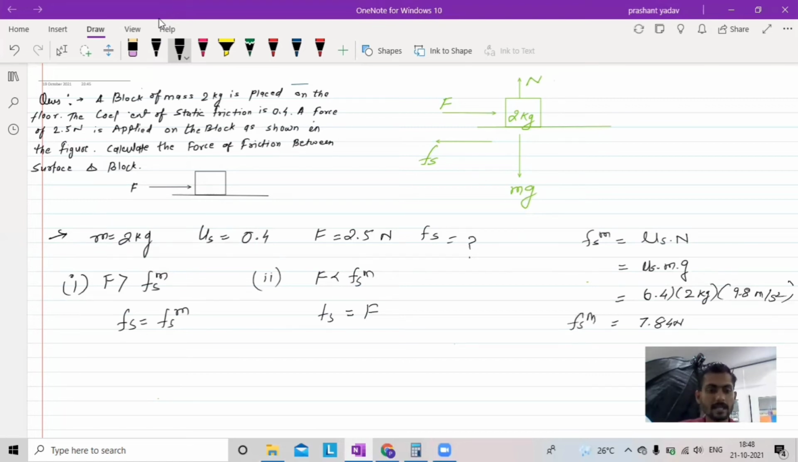Here we can see that the value of applied force, that is 2.5 Newton, is smaller than 7.84 Newton, which means that the value of frictional force acting in the opposite direction will be equal to the applied force, and that is 2.5 Newton. This is our answer. The value of frictional force between block and the surface will be 2.5 Newton.